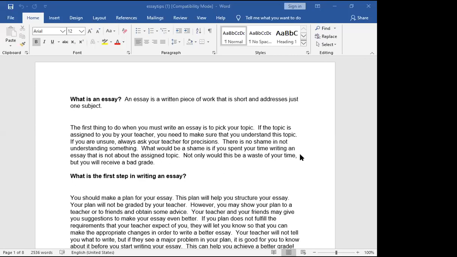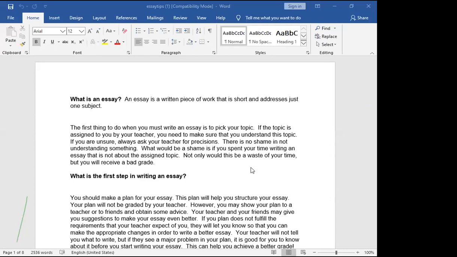If the topic is assigned to you by your teacher, you need to make sure that you understand the topic. If you are unsure, always ask your teacher for precisions or for tips. There is no shame in not understanding something. What would be a shame is if you spent your time writing an essay that is not about the assigned topic.